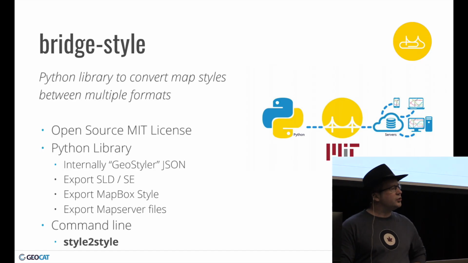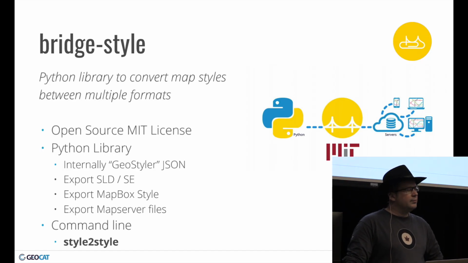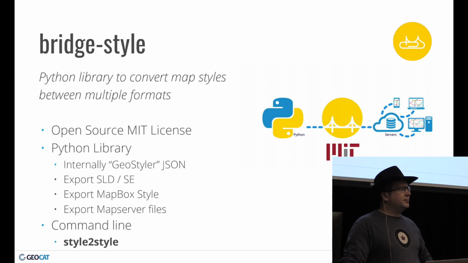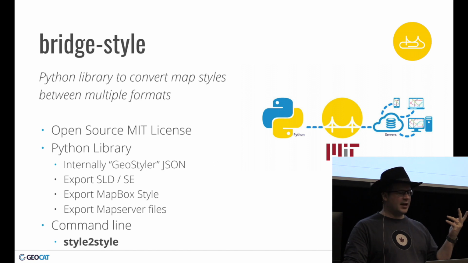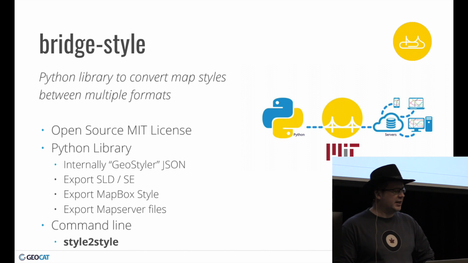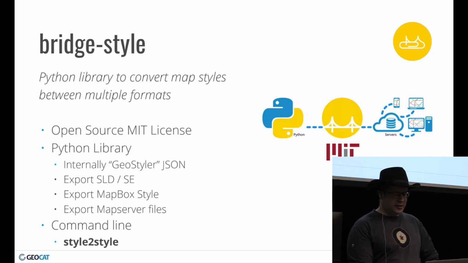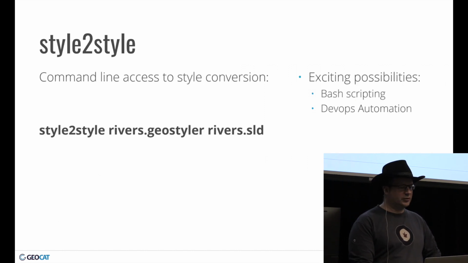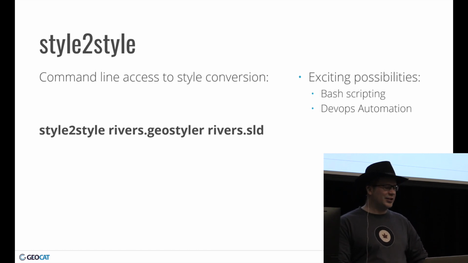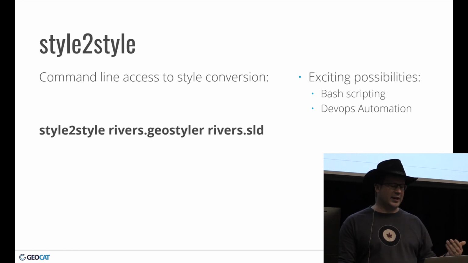Then we do have some open source libraries. Who here used the QGIS Web module? A couple people? Okay. So Bridge Style is a Python library, and it converts between all the different cartography formats. It's an open source MIT license. It can export out as SLD or Mapbox style or the MapServer files. And interestingly, it also has a command line. So you can call style to style on the command line, and you can convert between these different formats.